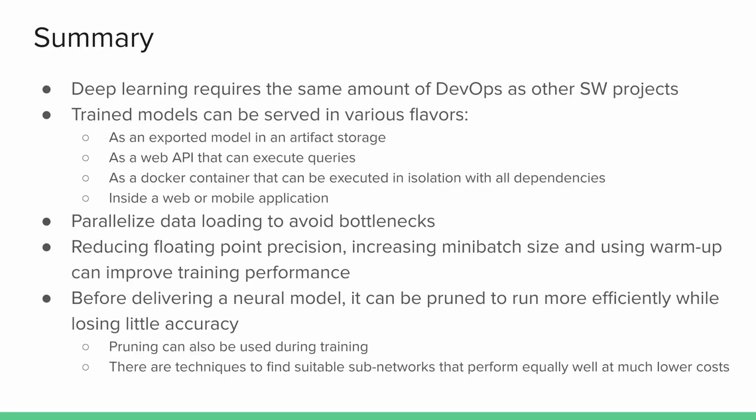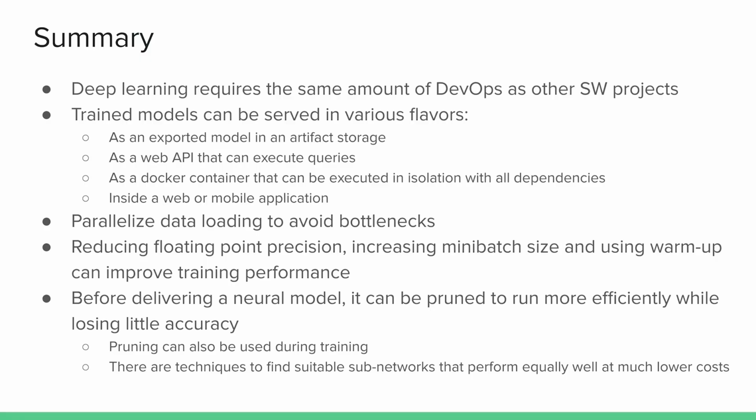The trained models can be served in various flavors. Most of you are familiar with these, like an exported model that you just put in an artifact storage on GitHub, but there are also more accessible things like having an API for developers with a REST API, a Docker container, or just an executable like a web app or a smartphone application that contains your trained model and that people can play around with.